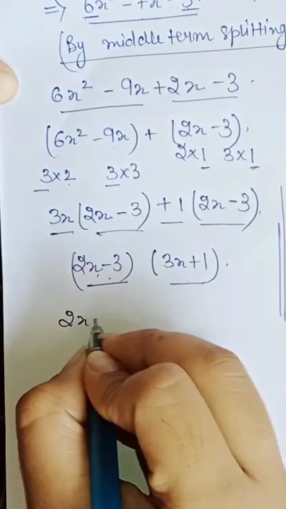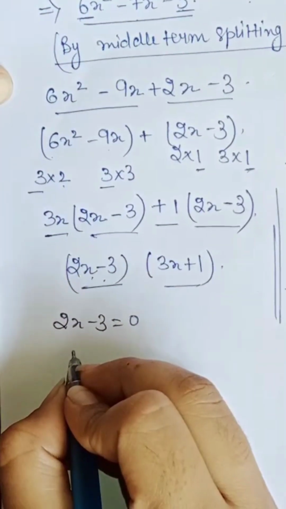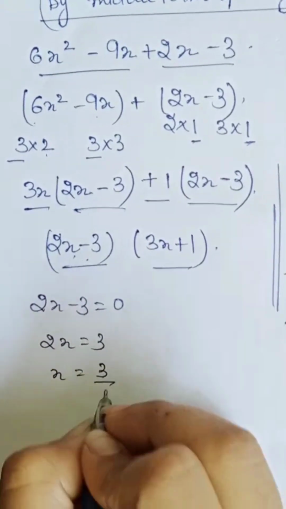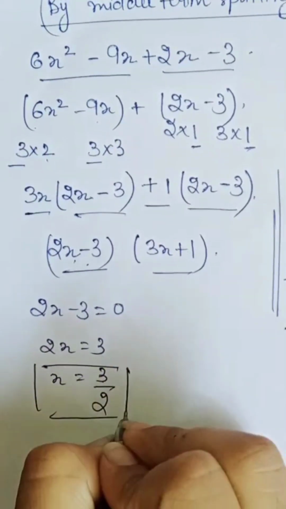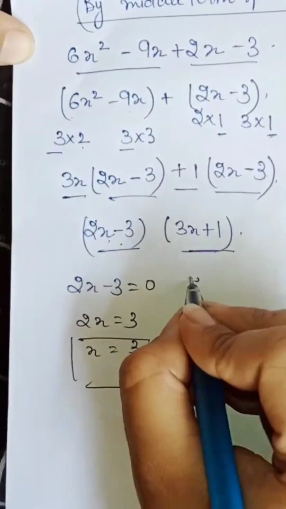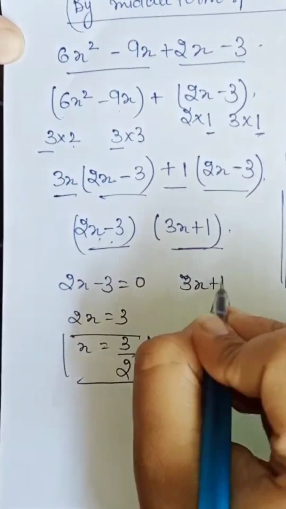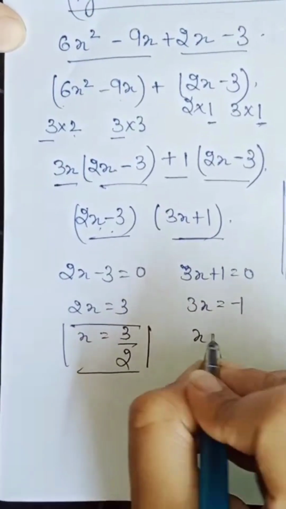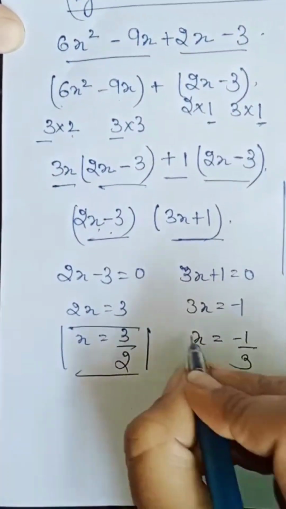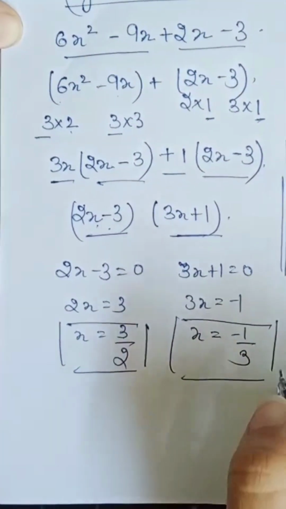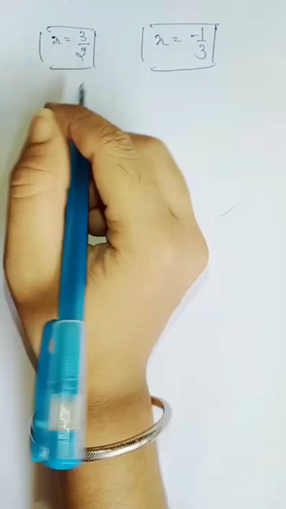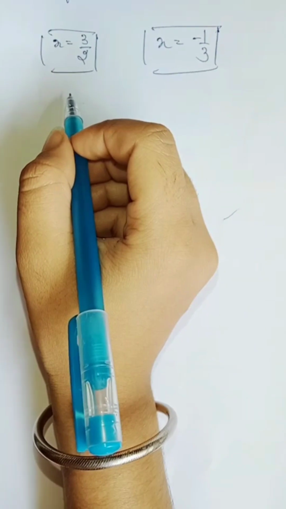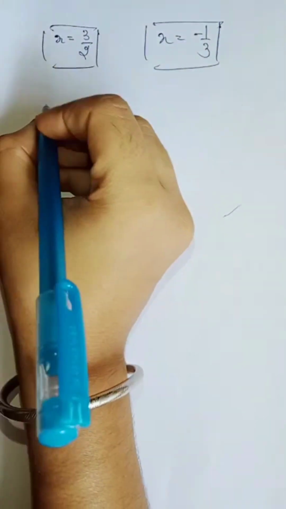So for this, 2x minus 3 is equal to 0. 2x is equal to 3 and x is equal to 3 by 2. Now another zero. For this bracket, 3x plus 1 is equal to 0. 3x is equal to minus 1 and x is equal to minus 1 by 3. So we got both of the zeros. Now to verify the relationship between zeros and the coefficient, what will we do?